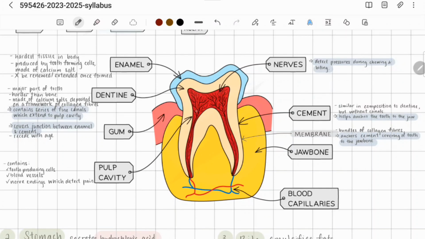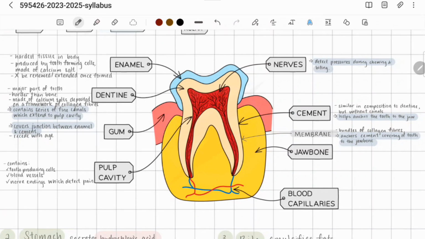After dentin, when we move inwards a bit, we have the pulp cavity. The pulp cavity contains tooth-producing cells, blood vessels, and nerve endings. The nerve is to detect pain, and also to detect pressure during chewing and biting. The blood vessels are for providing nutrients for the teeth. Cement is similar in composition to dentin, but without canals.